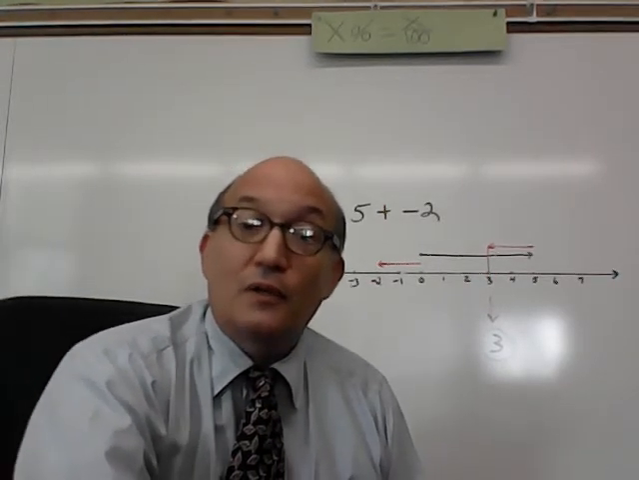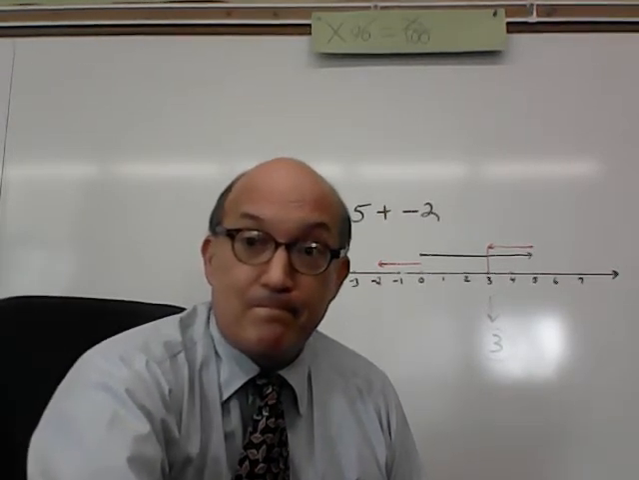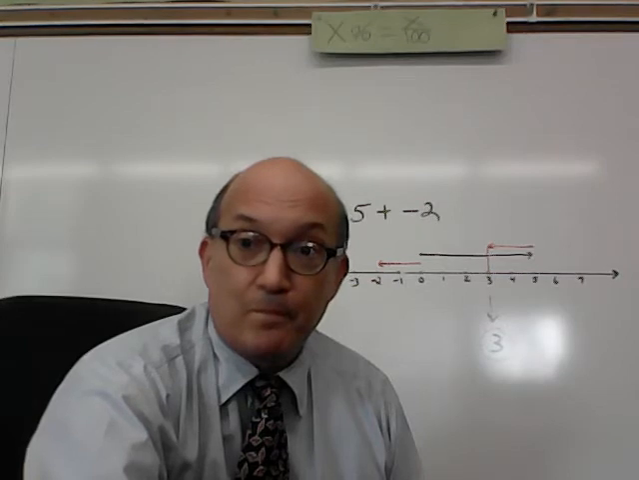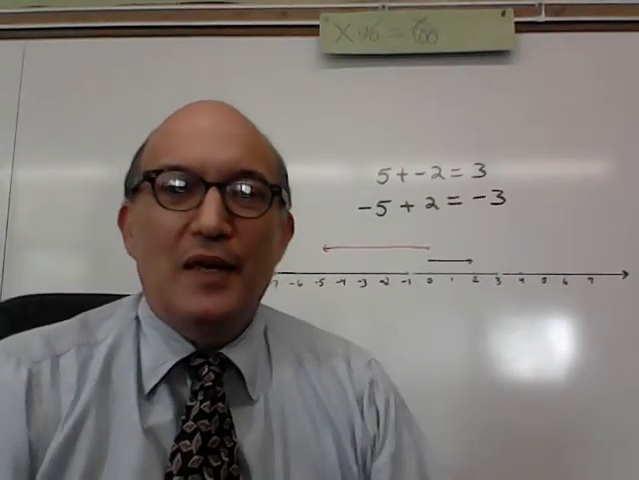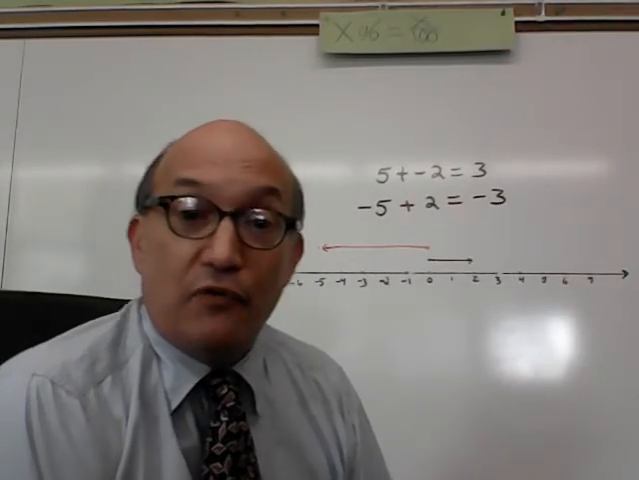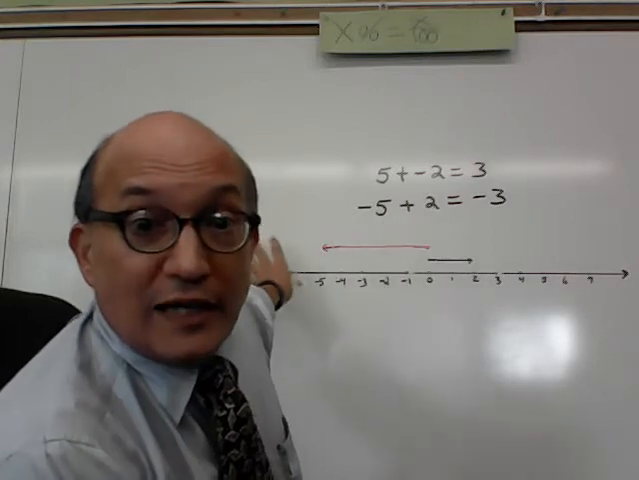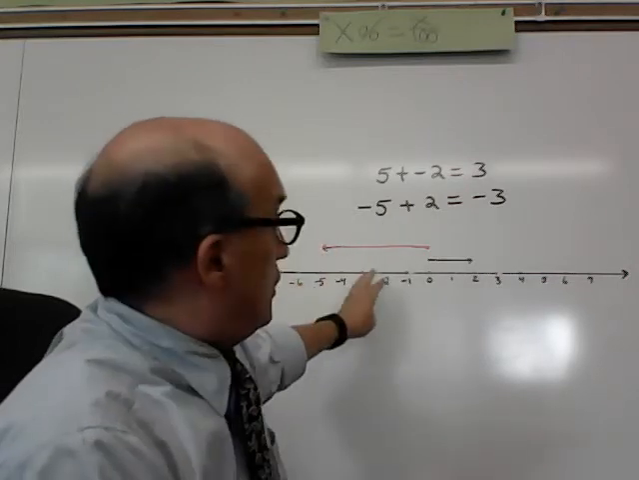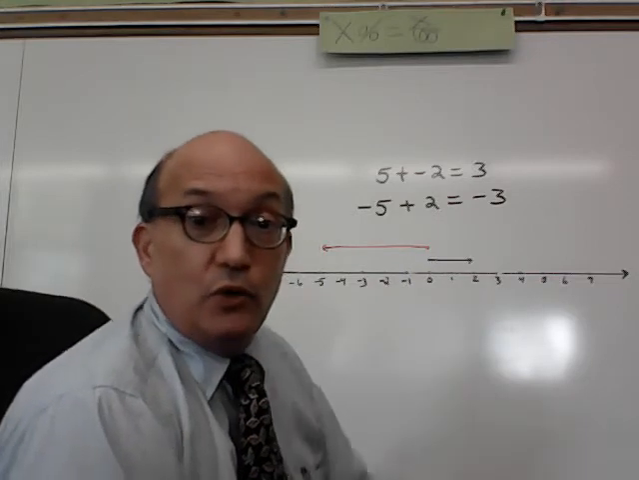See if you can guess what the final problem was going to be. The final problem is -5 plus 2. This time, -5, we have a vector beginning at 0 pointing to the left 5 units, and the +2 beginning at 0 and pointing 2 units to the right.